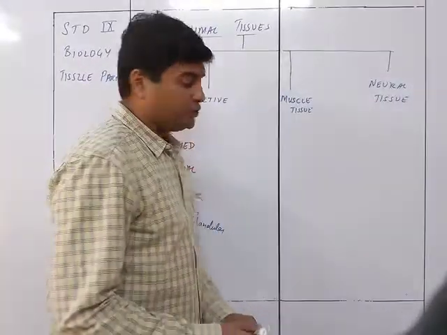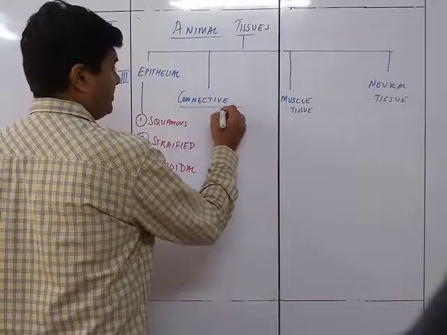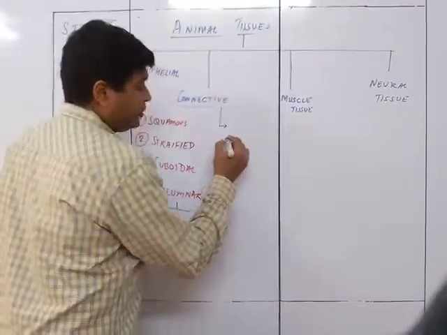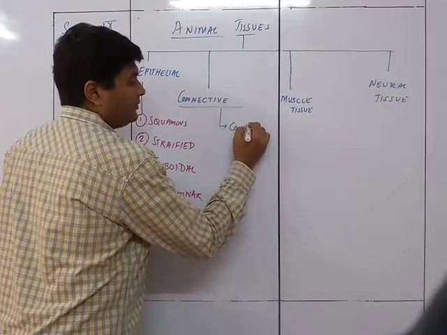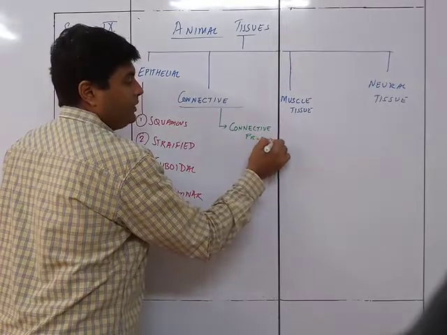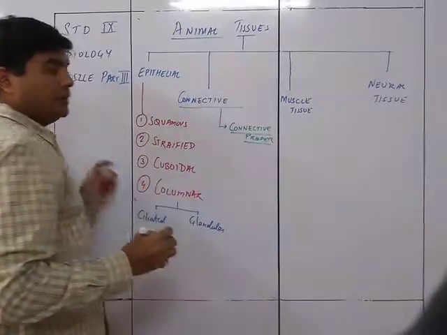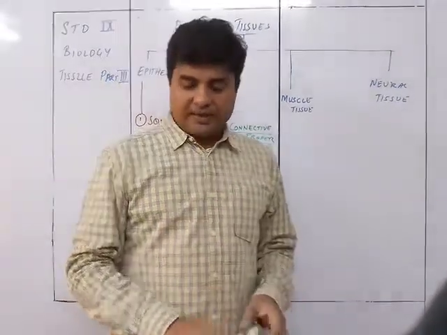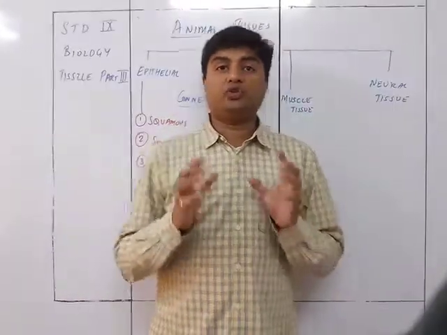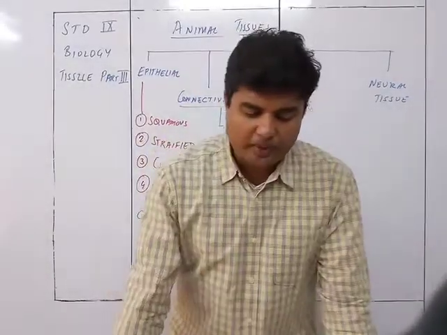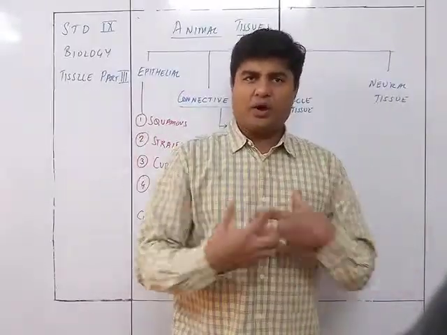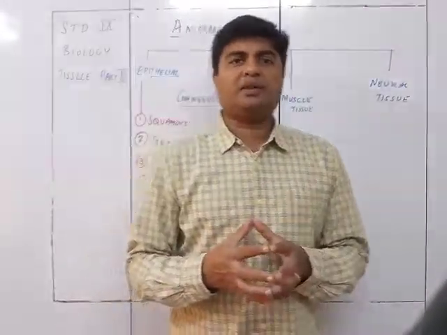So the first one is given as connective tissue proper. Now what does connective proper mean? Actual connective means that it is actually connecting the two tissues together. So those are the connective tissues proper. When I talk about connective tissue proper, it serves for packaging and binding the organs. So packing the organs and binding the organs completely is nothing but the connective tissue proper.